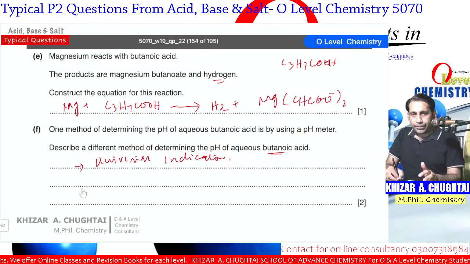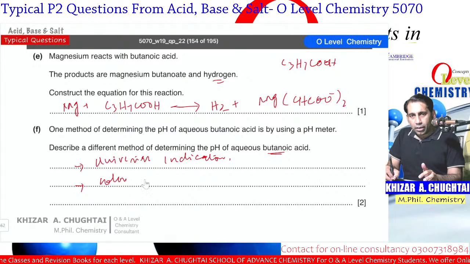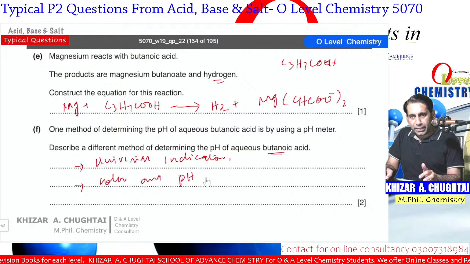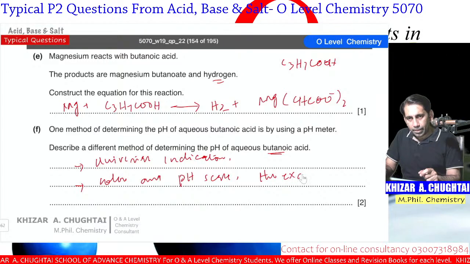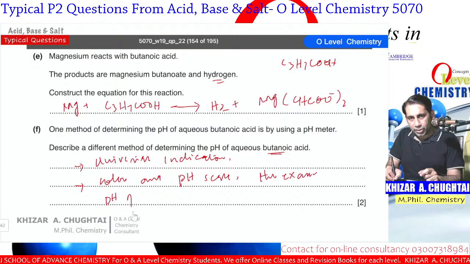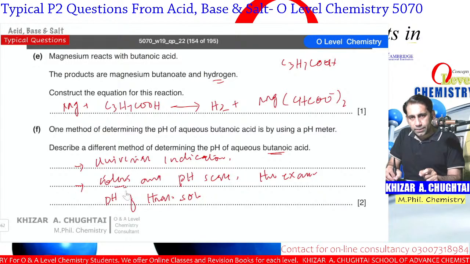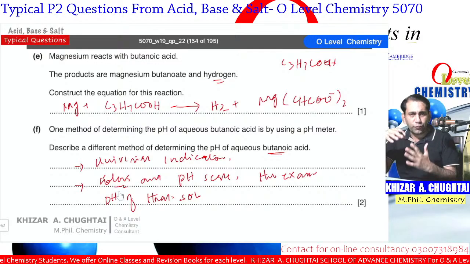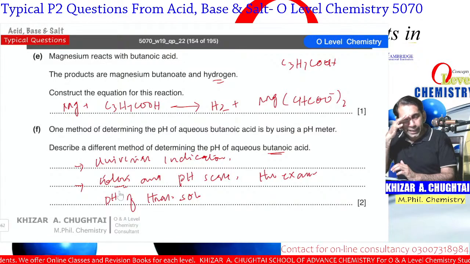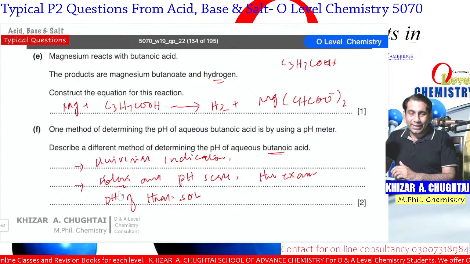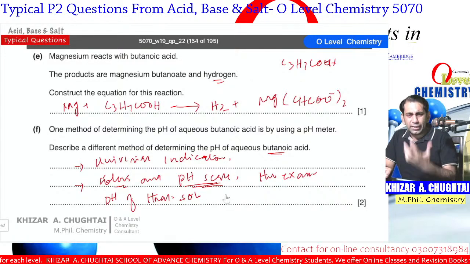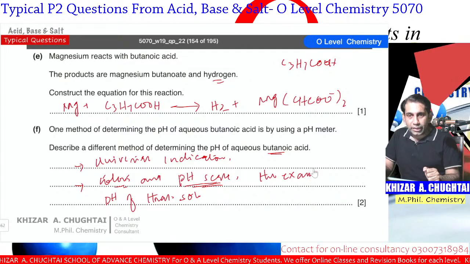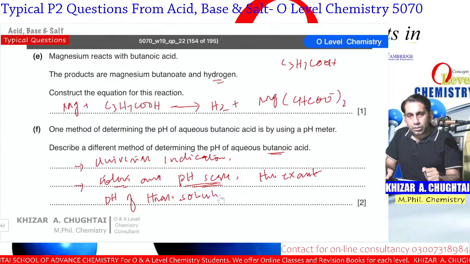You will use universal indicator. Its color and its pH scale will let you know the exact pH of the solution. First of all, you will use the universal indicator. The color change or the color obtained as a result of reaction with the acid, then you will match it from the pH strip or the pH scale, the color scale, and it will let you know the exact pH of that solution.